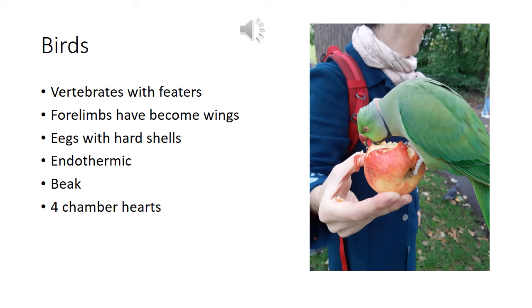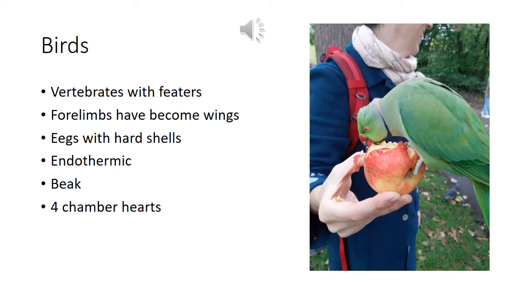Eggs have a hard shell, and unlike the rest of the species we talked about so far, they are endothermic, which means they always have the same temperature on the inside. They have a beak, and they have a 4-chambered heart, which means they have a heart which looks pretty much like ours.